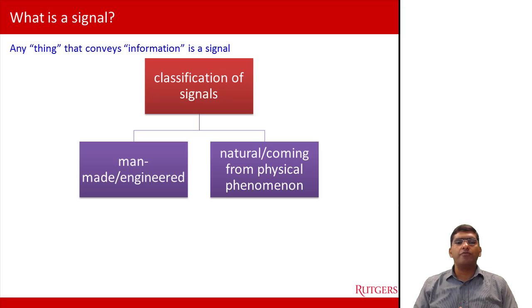Now, I like to make two broad classifications of signals. One classification is that of signals that are either man-made or engineered. The other classification is that of signals that are natural or come from physical phenomena. So let's take some examples of these signals to get a better sense of what we mean by signals.